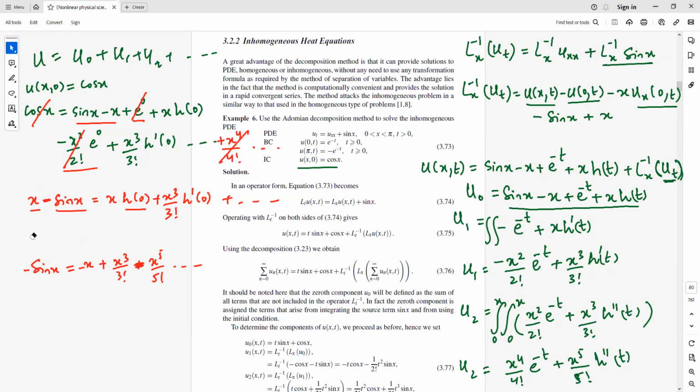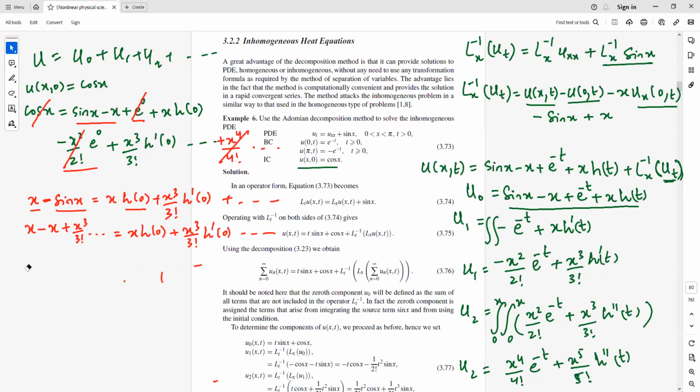Now, if we combine these terms, we'll get x minus x plus x cube over 3 factorial, and so on, equals x h(0) plus x cube over 3 factorial h prime(0), and so on.